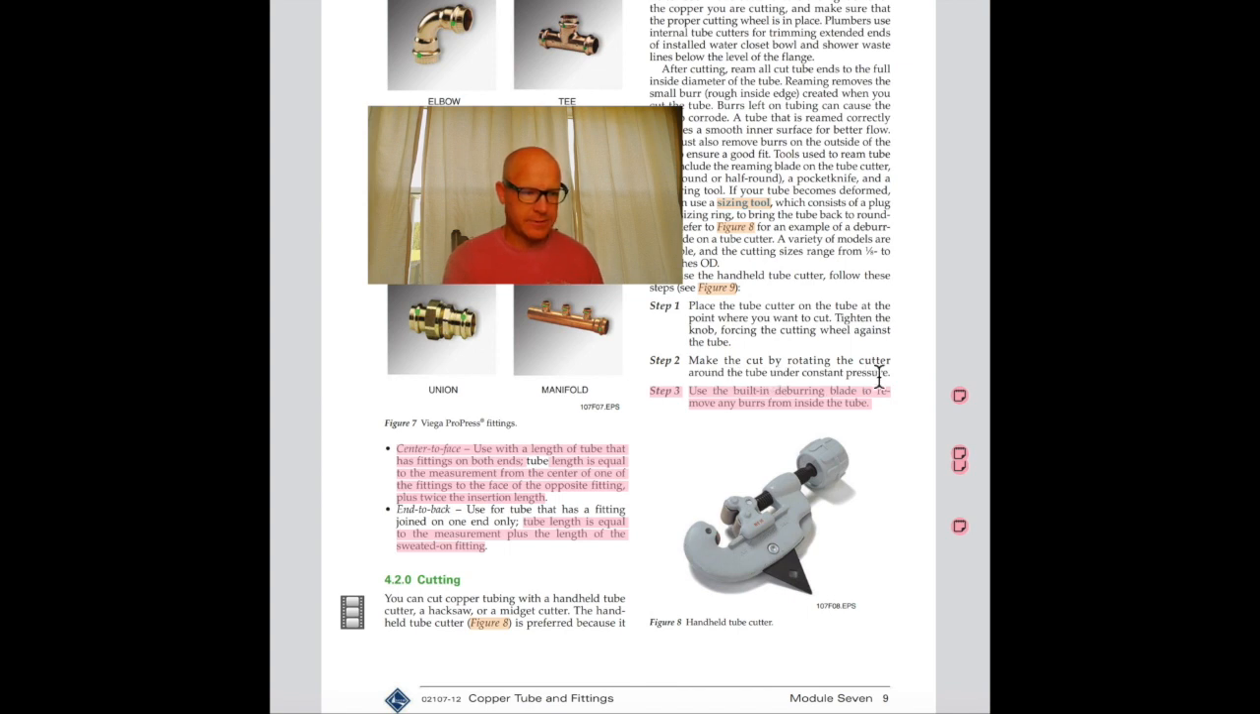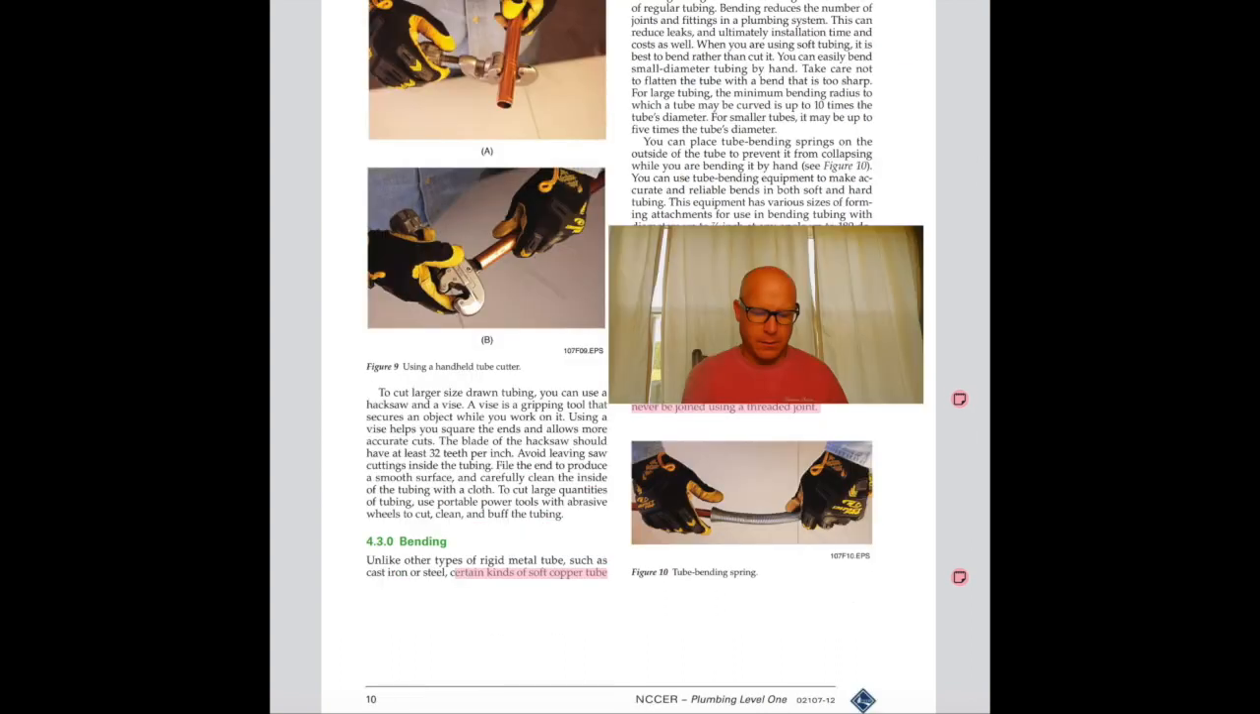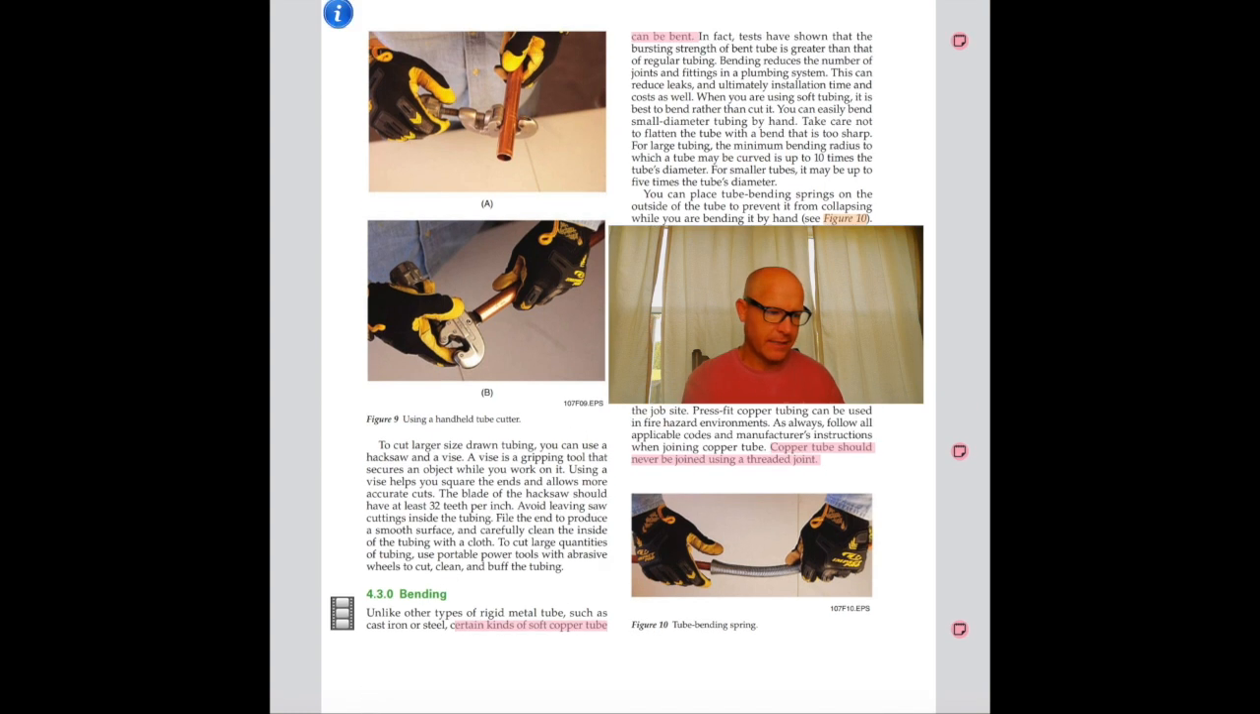Alright, next, we're in progress here. So this step says make the cut by rotating the cutter. Immediately after making that cut, you should use the built-in deburring tool to remove any burrs. And that's talking about using the handheld tube cutter. Next we're talking about increasing productivity or really saving fittings. A good way to save fittings on soft copper is we can actually bend it. Certain kinds of soft copper tube can be bent, and this saves fittings.